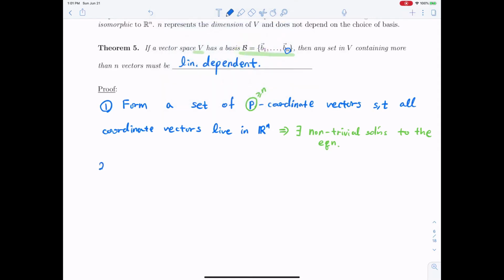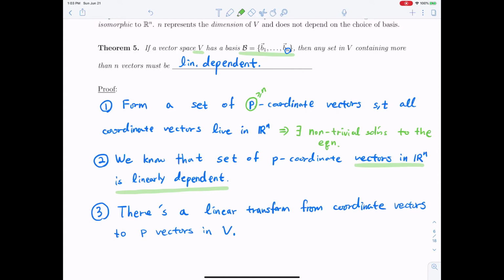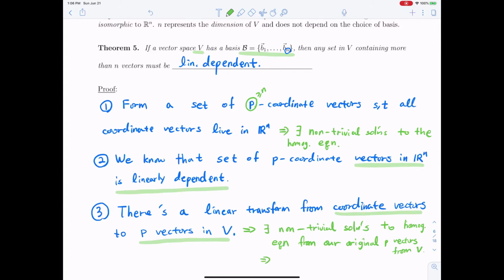Then second, having non-trivial solutions to the vector equation means that those vectors in Rn are linearly dependent. And lastly, we have seen that there is a linear transformation from the coordinate vectors to p vectors in V, which is to take the square bracket sub B. So this tells us that we have a non-trivial solution to the original homogeneous vector equation, or this tells you that those p vectors are linearly dependent.